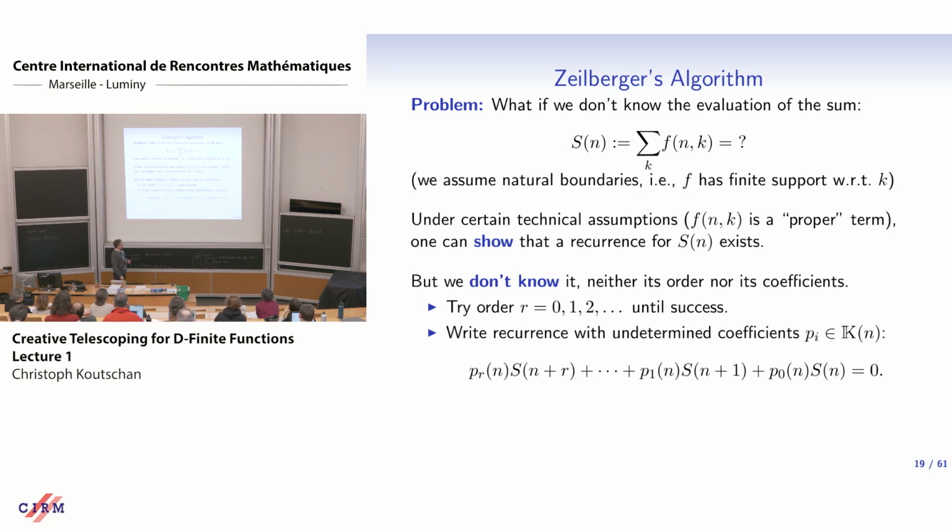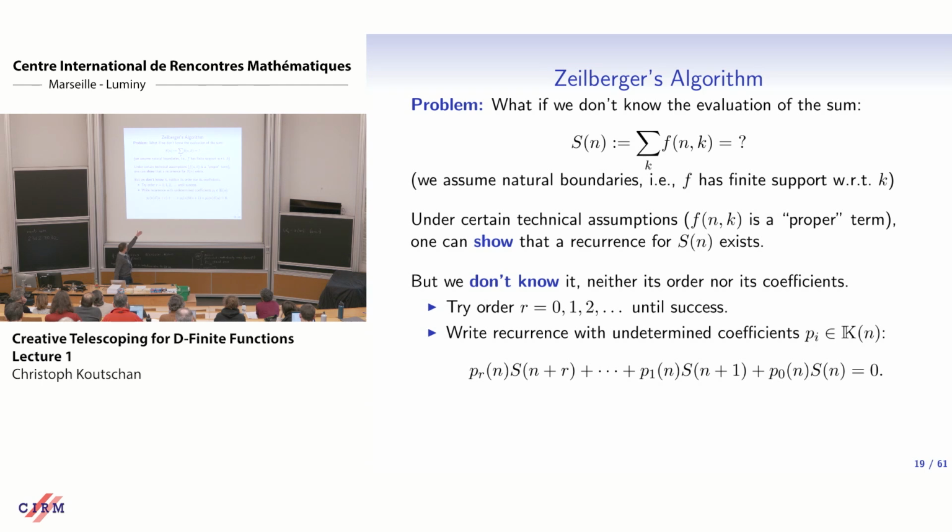And about the coefficients that we don't know, recall in Gosper's algorithm we should provide the coefficients to feed the modified expression into Gosper's algorithm. Now we don't know the coefficients, so we have to do an ansatz with undetermined coefficients. So these P0 up to PR are now unknown polynomials or rational functions. Yeah, we should say rational functions, but in the end, of course, you can make them polynomials if you wish.